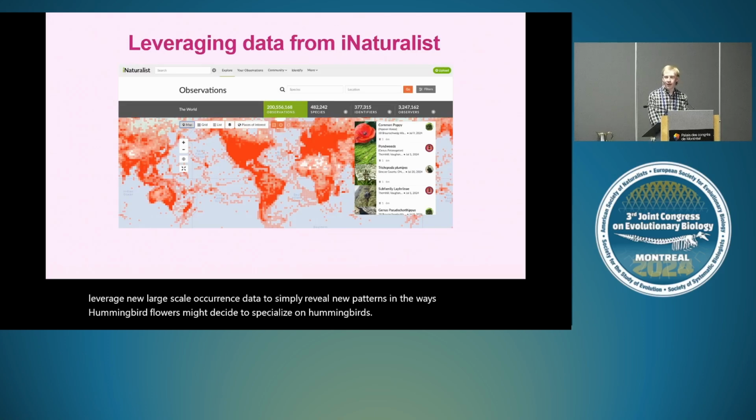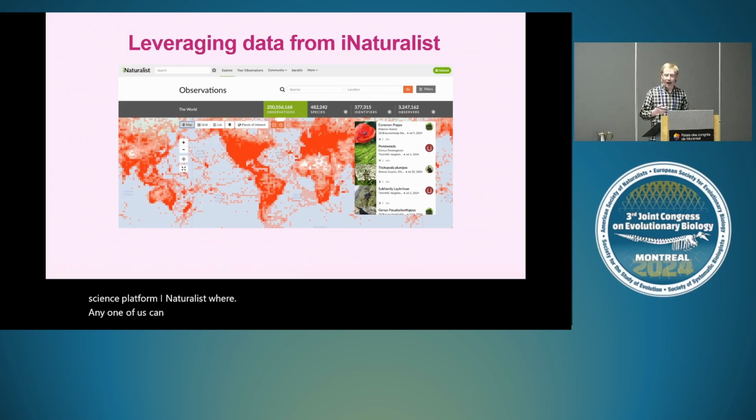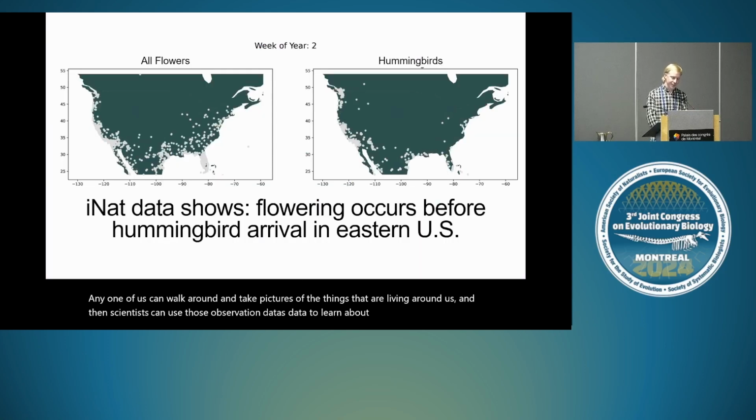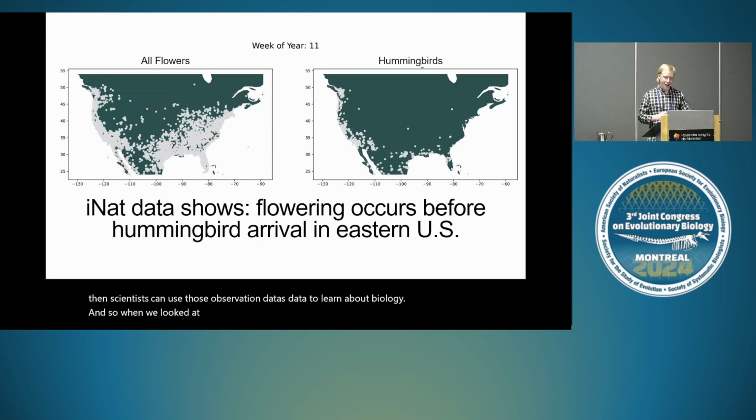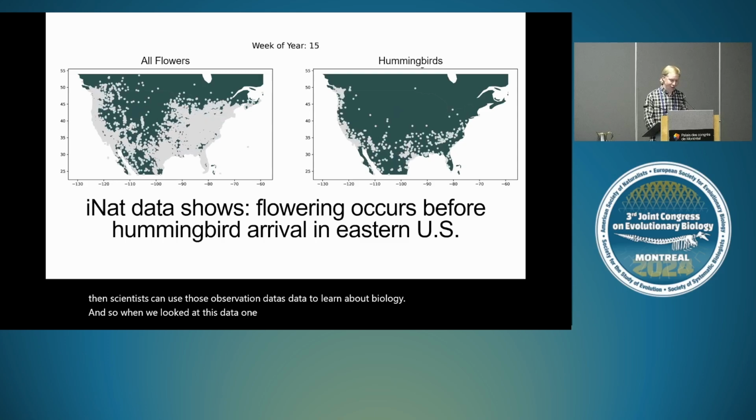The specific large-scale data I'm using throughout this talk comes from the participatory science platform iNaturalist, where any one of us can walk around and take pictures of the things that are living around us, and then scientists can use those observation data to learn about biology. When we looked at this data, one particular signal stuck out to us.